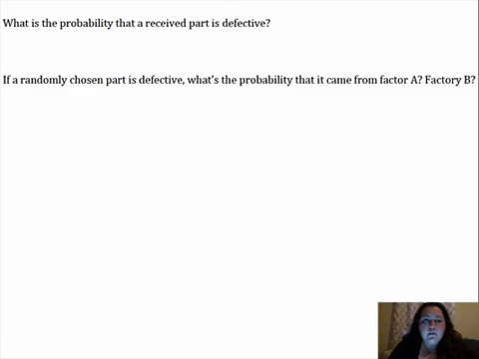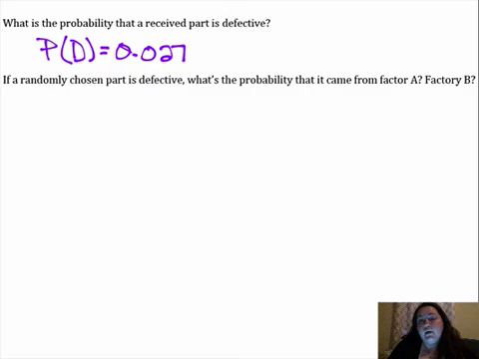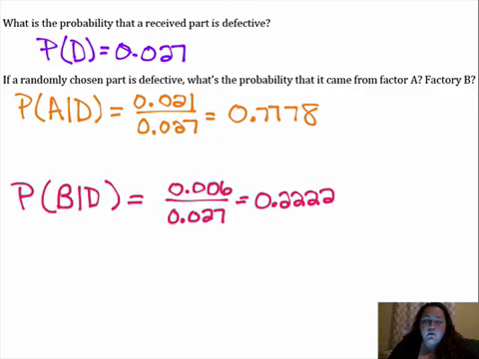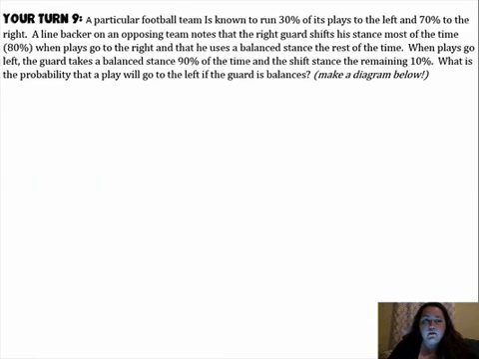There's all my percentages. If I multiply across, oops, that's what I get. Okay, what's the probability that a received part is defective? So it was 0.027. If a randomly chosen part is defective, what's the probability it came from factory A and then factory B? Probability it came from factory A, given it's defective, was 0.7778. Probability it came from factory B, given it's defective, is 0.2222. Alright, this one. Try this one.